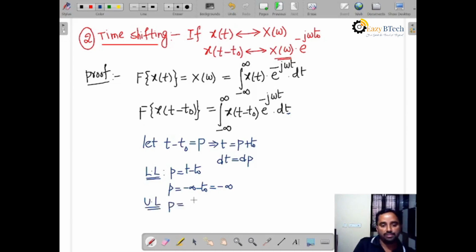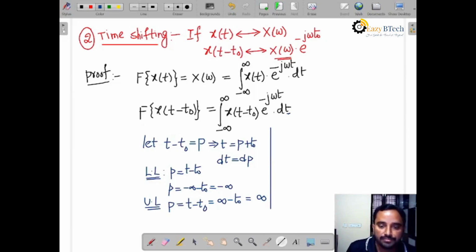And the upper limit: t upper limit is plus infinity, so p is equal to t minus t naught, which is plus infinity minus t naught. From infinity, if you subtract t naught, it is infinity only, right or not? Infinity is a large value. Then we go to substitution of all these in the above integral.